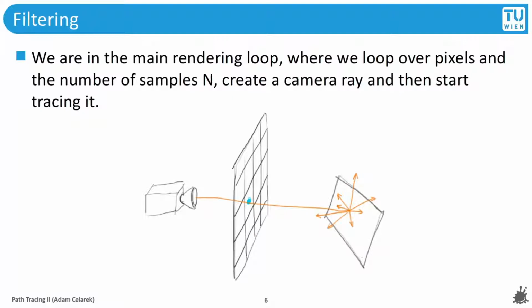Let me give some context about where filtering happens. It is applied in the image coordinate system where we see the pixels. That means that it lives in the main rendering loop where we walk over pixels, in contrast to where we lived in the first part of the path tracing lecture, the recursive part.